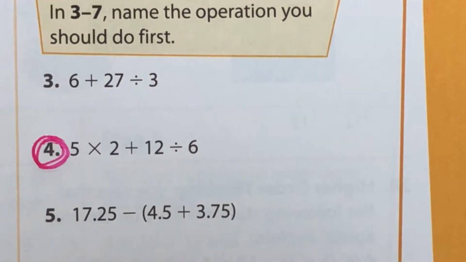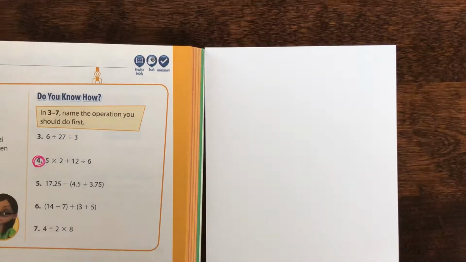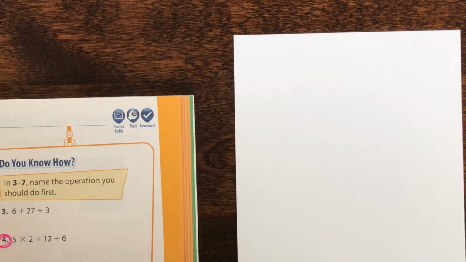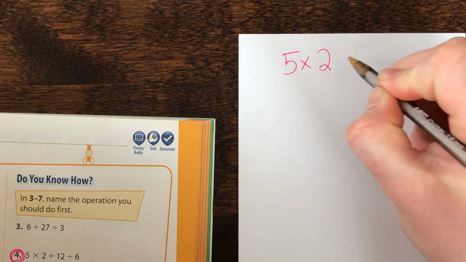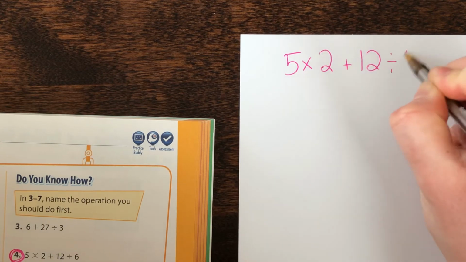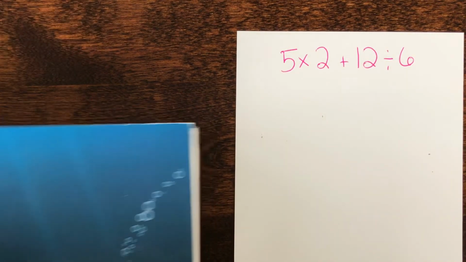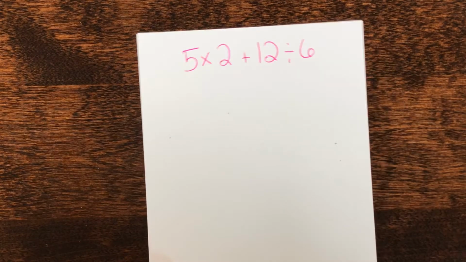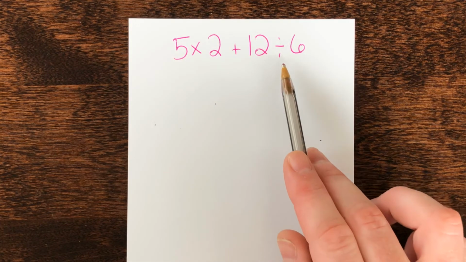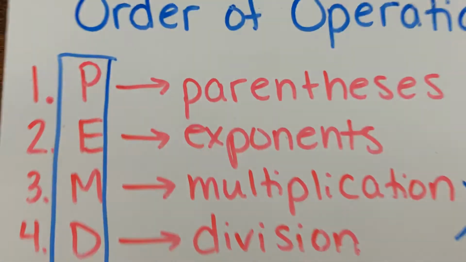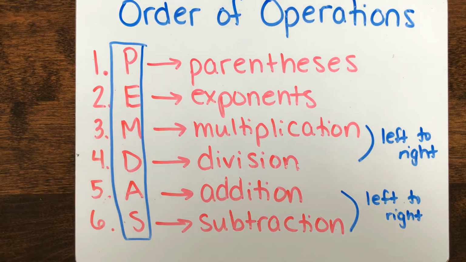All right, so I'm going to write down this problem on this piece of paper right here. The problem is 5 times 2 plus 12 divided by 6. So that's my problem. Let's do this one together real quick. You guys actually just did it. Let's see if you got it. So I see multiplication, I see addition, I see division. So let's look at our rules. Parentheses, didn't see those. Exponents, didn't see those. I saw multiplication and division.